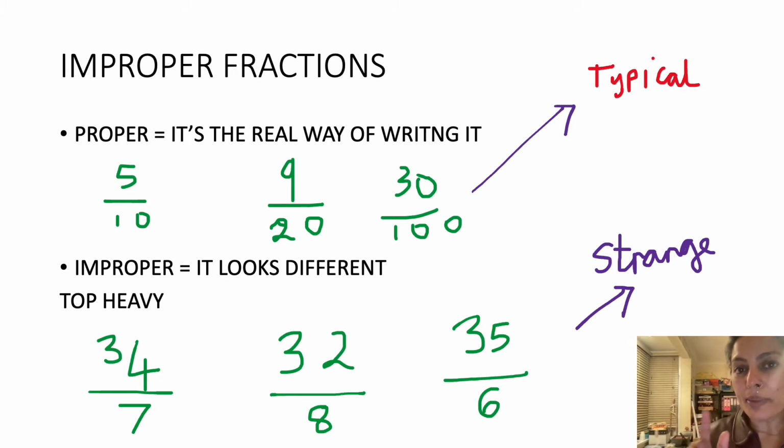Okay, so look carefully and remember you can press pause, write down these notes, and as you're writing it you'll notice these things. Then we've got the improper fraction, and that's a different type of fraction where it's top heavy. Let's have a look at the examples here. I've got 34 over 7. My goodness, that's a bit big, isn't it, for that 7 to carry? 32 over 8. That's another large number sitting on top of that 8. Then we've got 35 over 6. Now, these are not your typical fraction, are they? They are top heavy, they're strange, so we call them improper fractions.